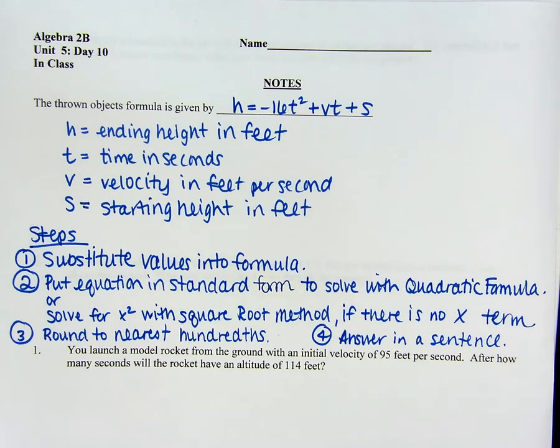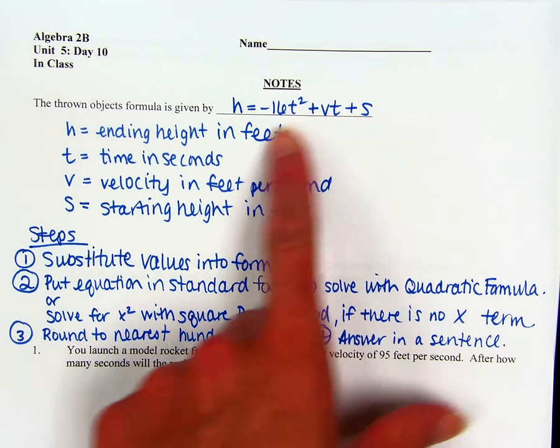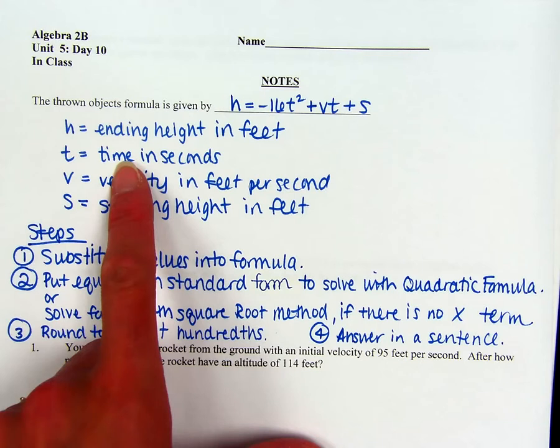Alright, so today is the last day of Unit 5, and we are going to use the concepts that we've been doing throughout the chapter and relate them to word problems. So you need a formula. It's the thrown object formula. It's h equals negative 16t squared plus vt plus s. This is an s. And t represents time.